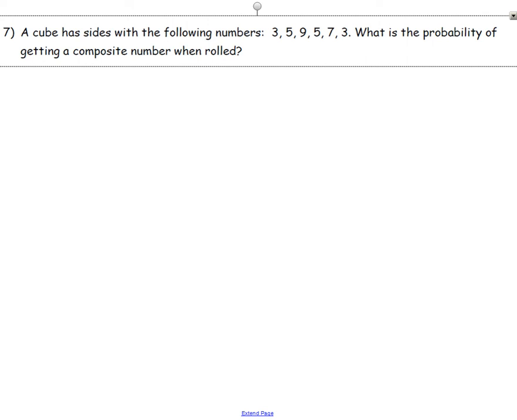A cube has sides of the following numbers: 3, 5, 9, 5, 7, 3. What is the probability of getting a composite number? So first thing we need to remember is what is a composite number? It's not an odd number. It's the opposite of a prime number.